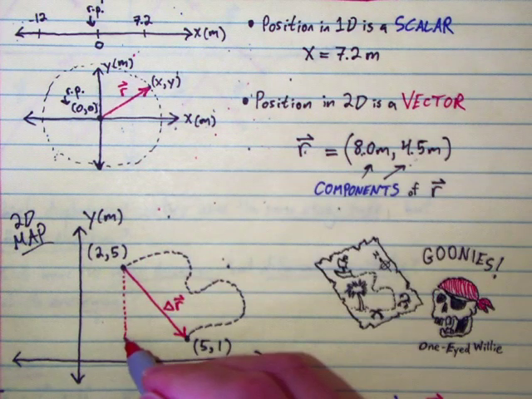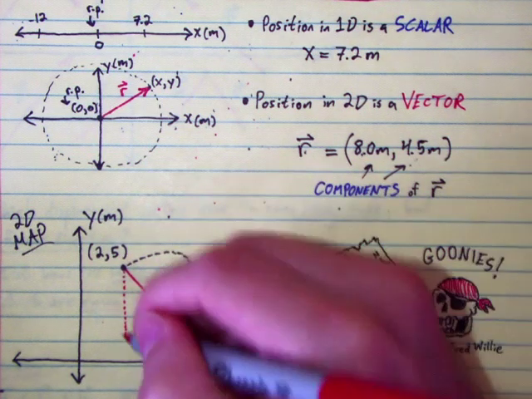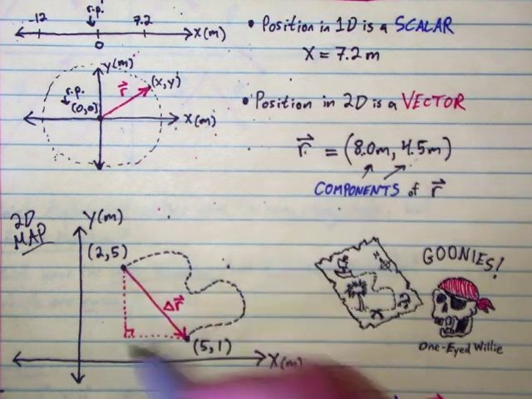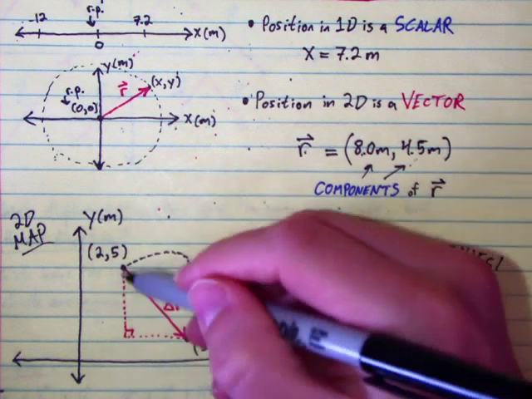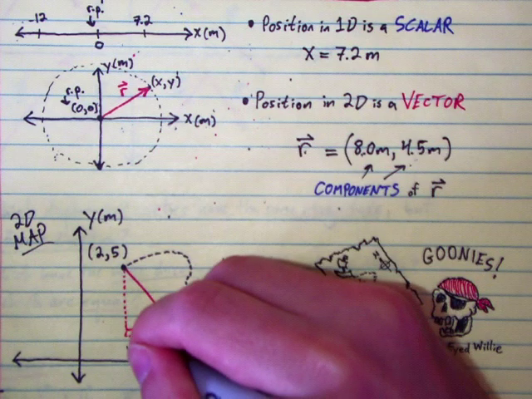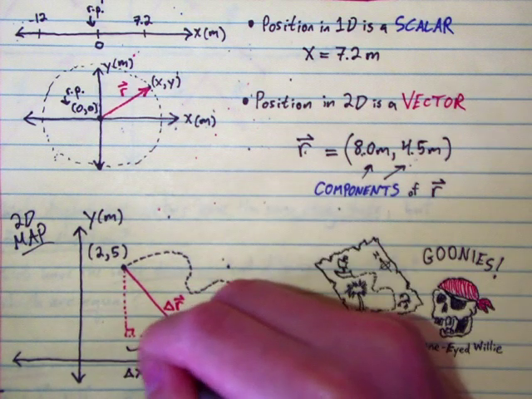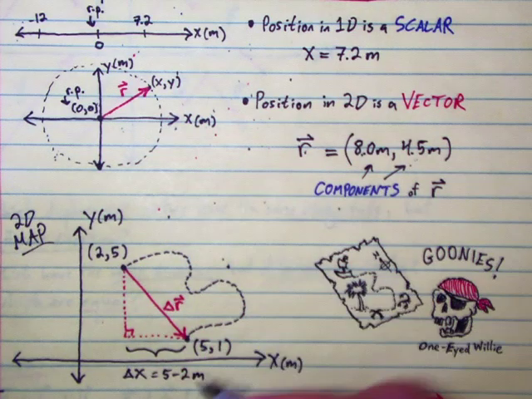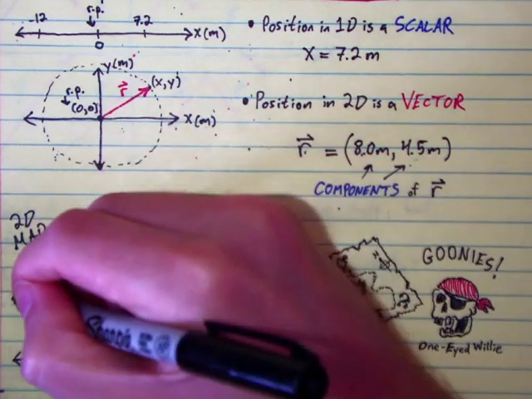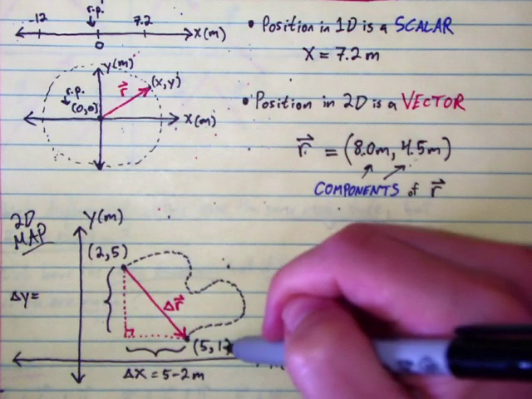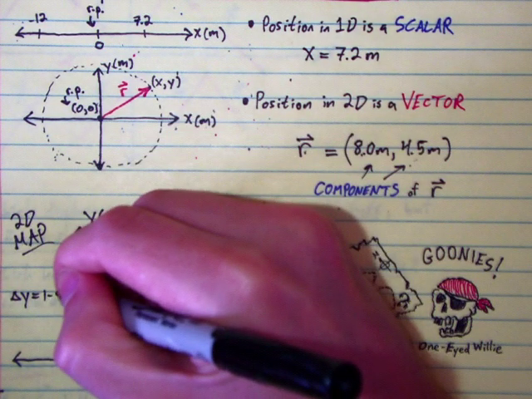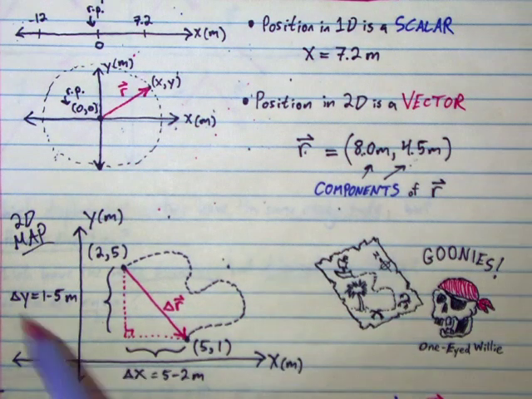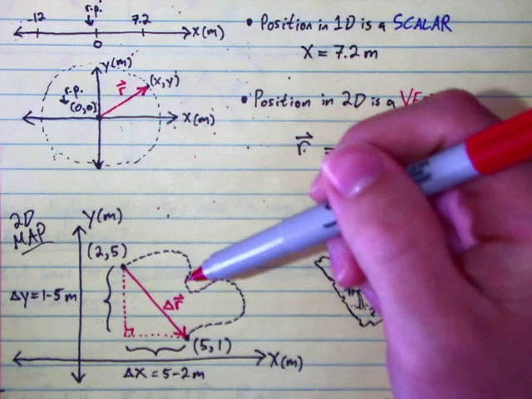I can make that arrow sort of like the hypotenuse of a right triangle. And the sides of that triangle represent my change in x position and my change in y position. Delta x here is our final x-coordinate minus initial x-coordinate, 5 minus 2 meters. And my delta y here is our final y-coordinate minus the initial y-coordinate, 1 minus 5 meters. I need these two values, the delta x and the delta y, to say my displacement.